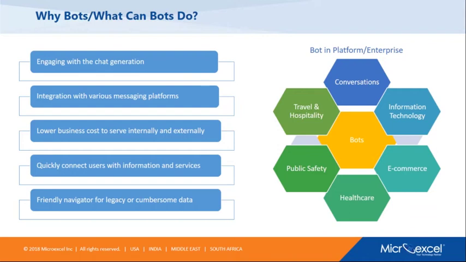Some of the enterprise areas where bots are easily understandable and usable are normal conversations with regular chatbots, the IT industry where we have so many processes and operations, and e-commerce, of course, which is one of the very common things people use these days to order food and to do shopping. Everything is pretty much online. We have healthcare, public safety, travel and hospitality. So these are some of the areas where bots can be really helpful and important, and we can get a vast area of usage.